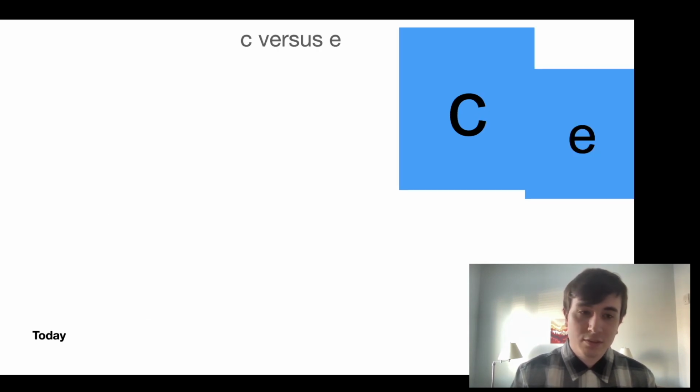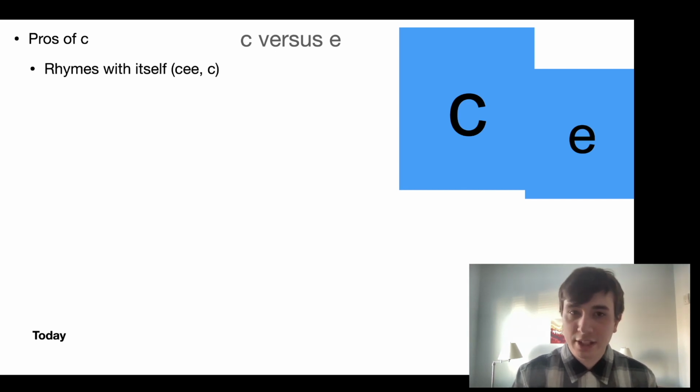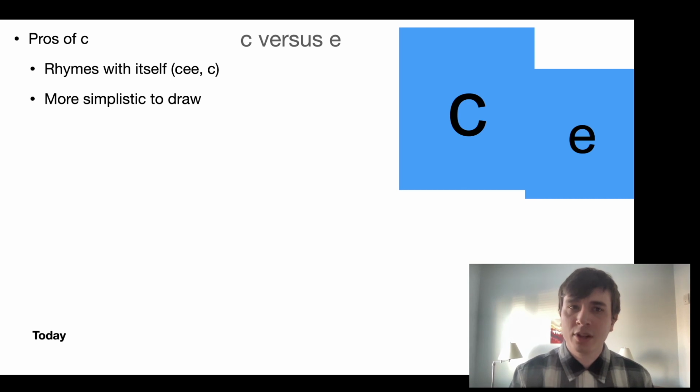C versus E, I wanted to put these two together because if you look at them, yeah. So C has some good things. Pros: rhymes with itself, like C. Yeah. More simplistic to draw. I think it's easier. You draw almost a circle, but you forget one of the bits of the circle.